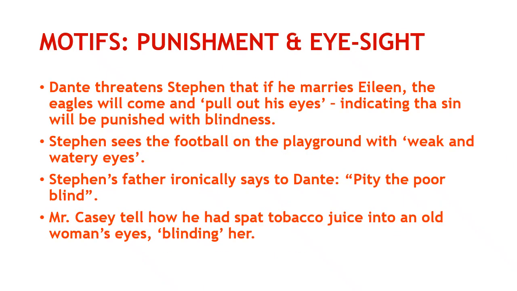Next, we come to the motifs of punishment and eyesight. We see that early on Dante threatens Stephen that if he marries Eileen, the eagles will come and pull out his eyes, indicating that sin will be punished with blindness. Next, we see Stephen sees the football on the playground with beady and watery eyes. Stephen's father ironically says to Dante, "Pity the poor blind." Mr. Casey also tells how he had spat tobacco juice into an old woman's eyes, blinding her.